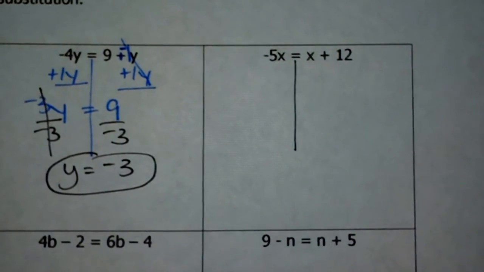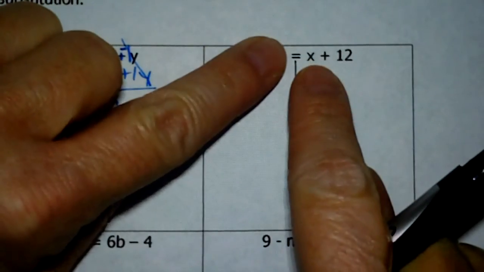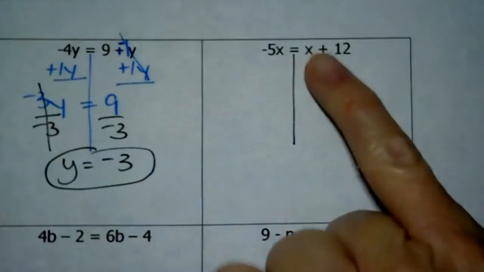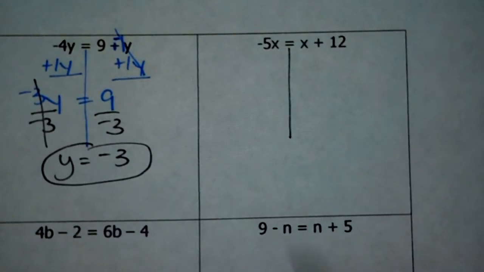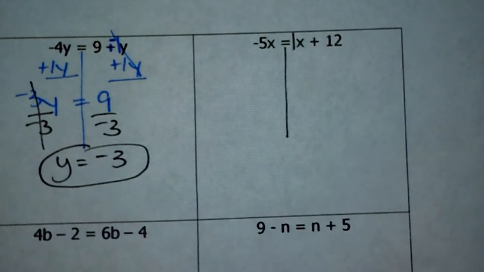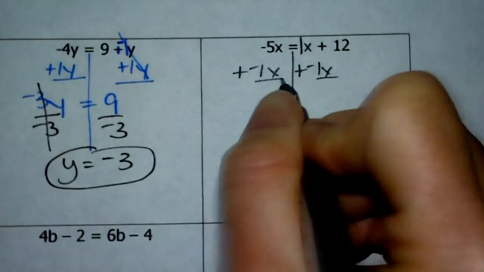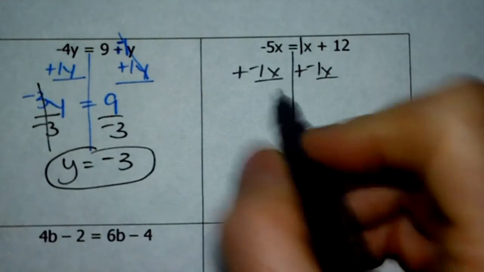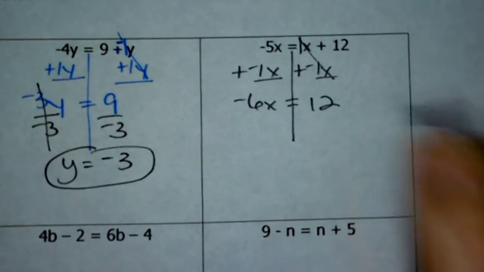And again, if I chose to cancel out this negative 5x, I'm going to be adding 5x over here, so I'll have a 2-step. But if you choose to cancel out this regular x, you're going to get a 1-step, so let's get the 1-step. Again, this means we have 1x. To cancel out 1x, we're going to add a negative 1x. And negative 5x plus negative 1x is negative 6x. And we have 12 left on that side.